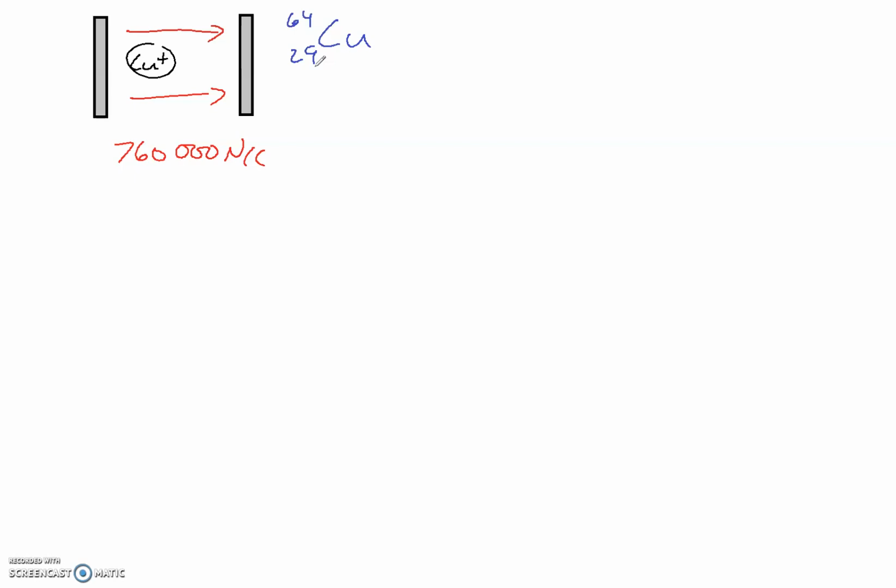But we've got the atomic mass of 64, the atomic number of 29. So we can use the atomic mass to find the mass of the nucleus, and then we can use the atomic number of 29 to find the charge of the nucleus with the 29 protons. If we do this, the mass would be around 1.07 times 10 to the negative 25 kilograms, and the charge of the nucleus would be 4.64 times 10 to the negative 18 coulombs. All right, so there's the mass and the charge.